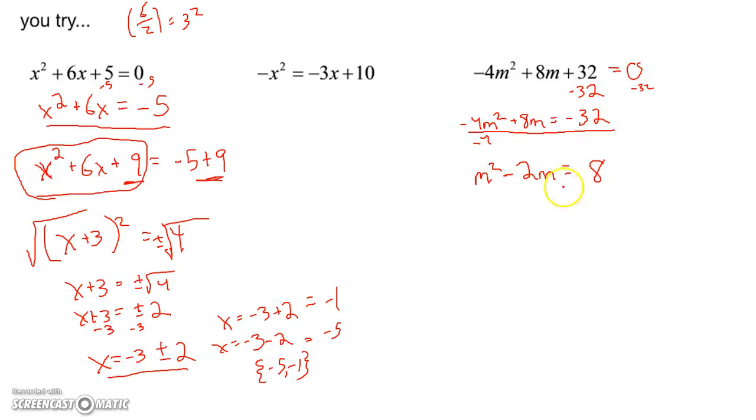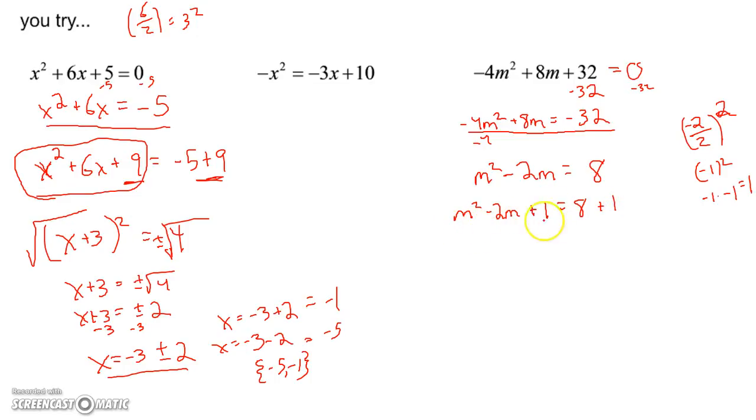Okay, now I want to set this up so that I make this side a perfect square trinomial, which I need to take my b term of minus 2, take half of it, and square it. Again, I'm running out of space in my pen. Minus 2 over 2 is minus 1, squared. What's minus 1 times minus 1? It's going to equal 1. So what I do is I say m squared minus 2m plus 1 equals 8 plus 1.